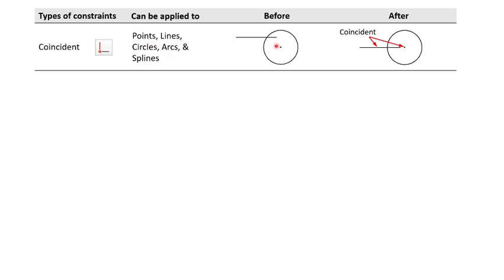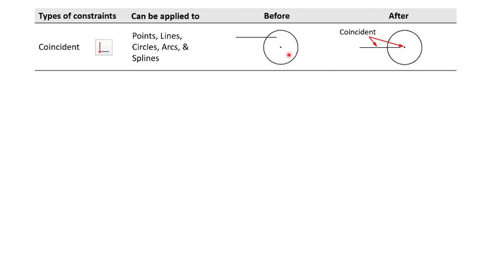For example, there's a line and a circle. When I apply the coincident constraint on the center point of the circle and on the line, this will bring them together. However, the center point of the circle will not just stay inside the line. It can move along the line and outside the line like this, but it can only move in the direction of the line. This is one way to use the coincident constraint.